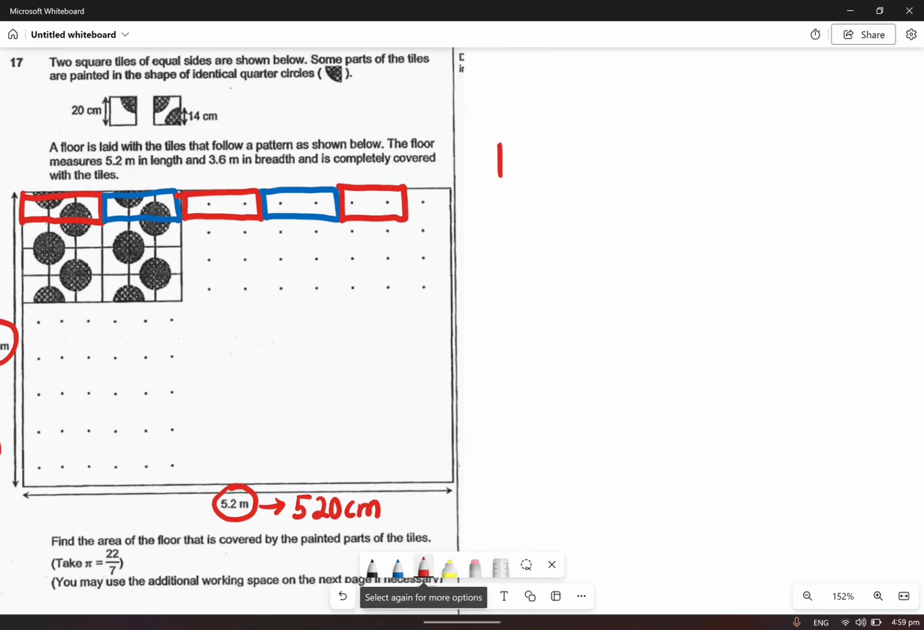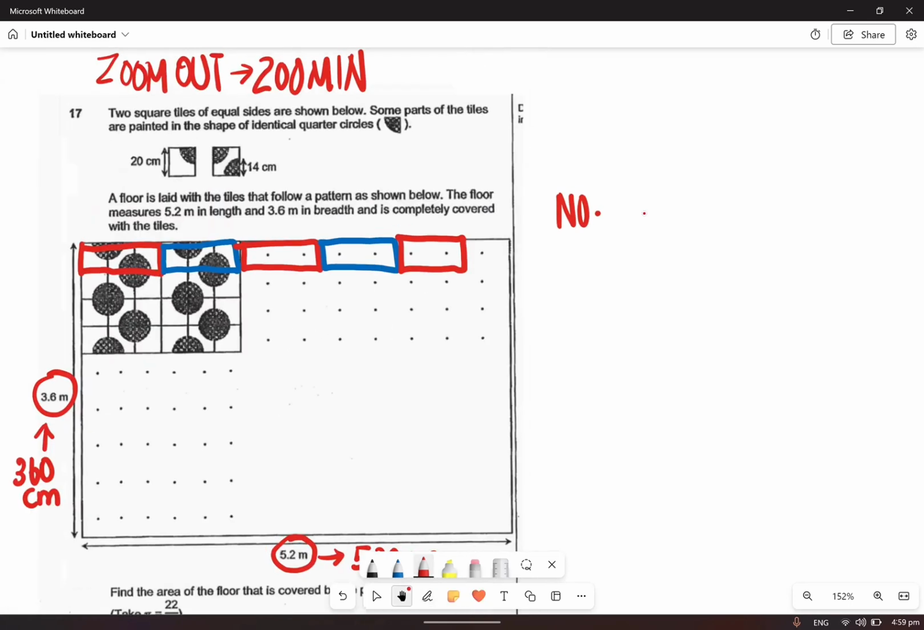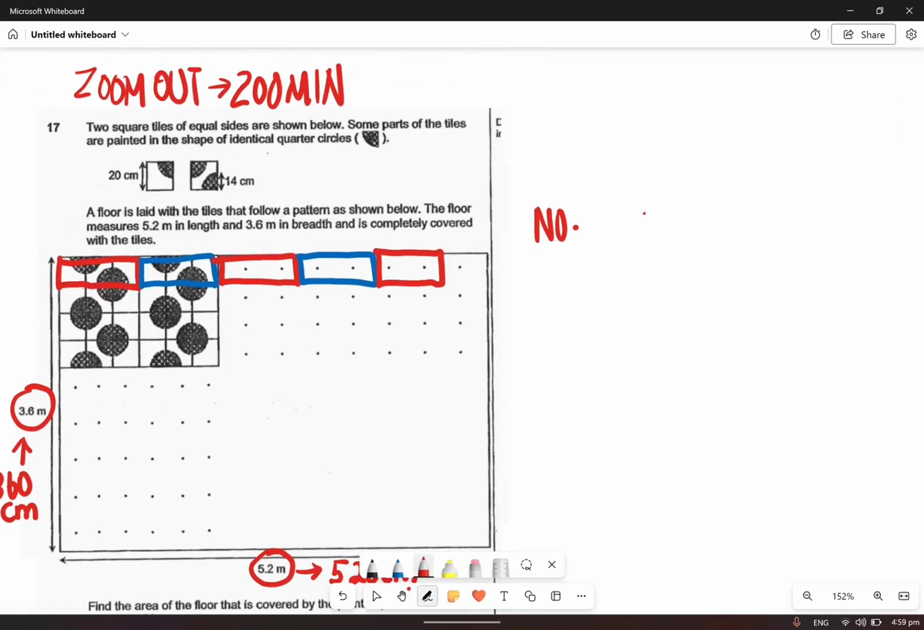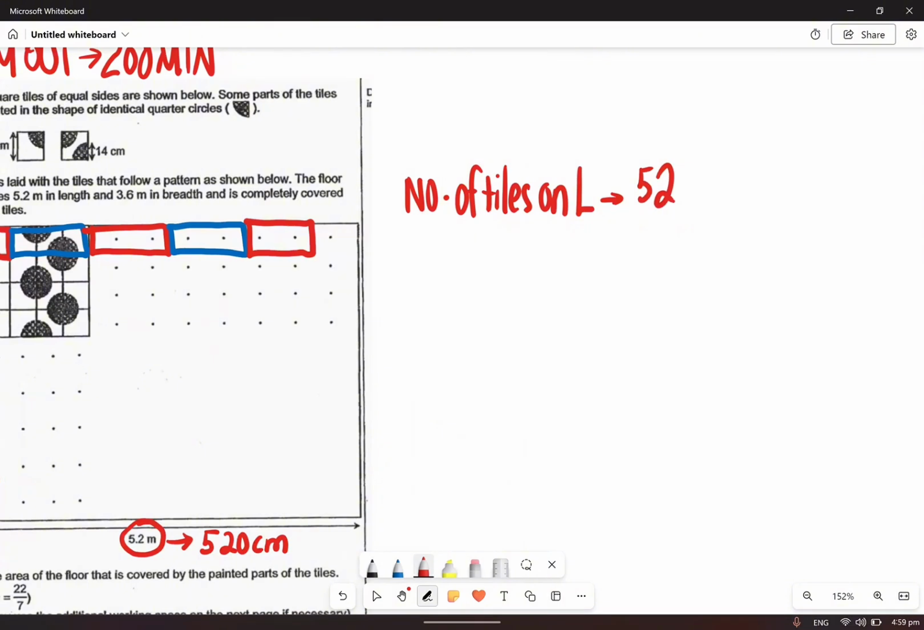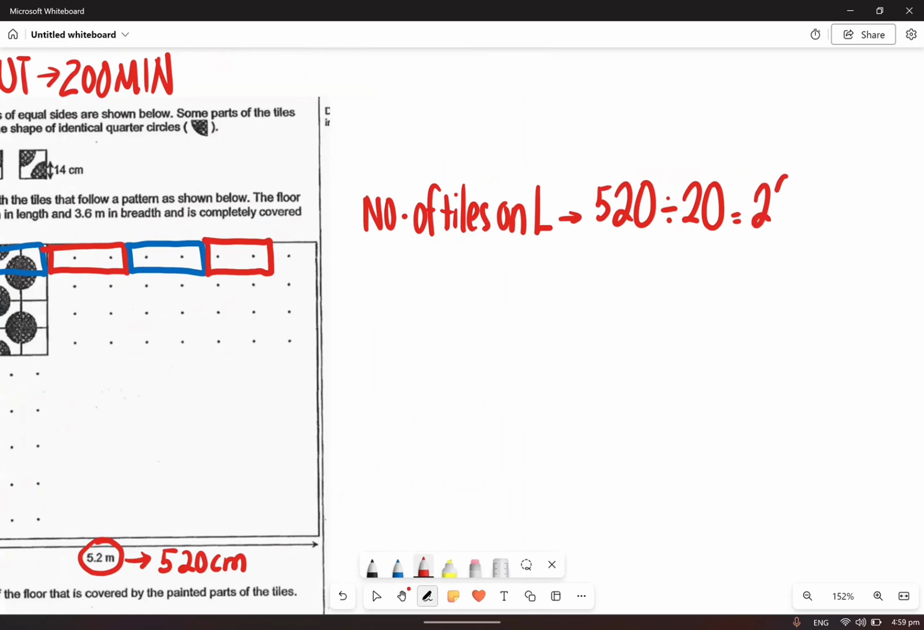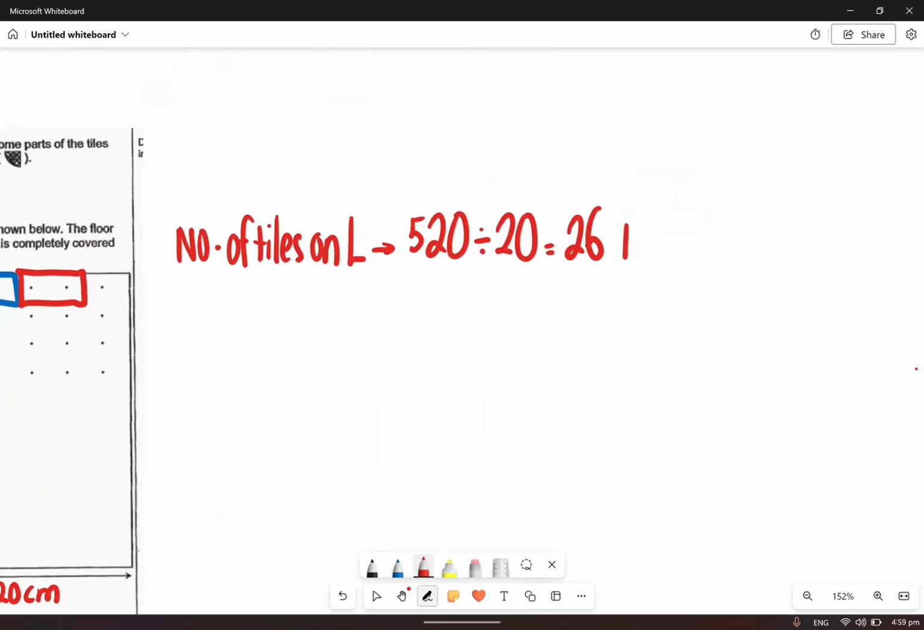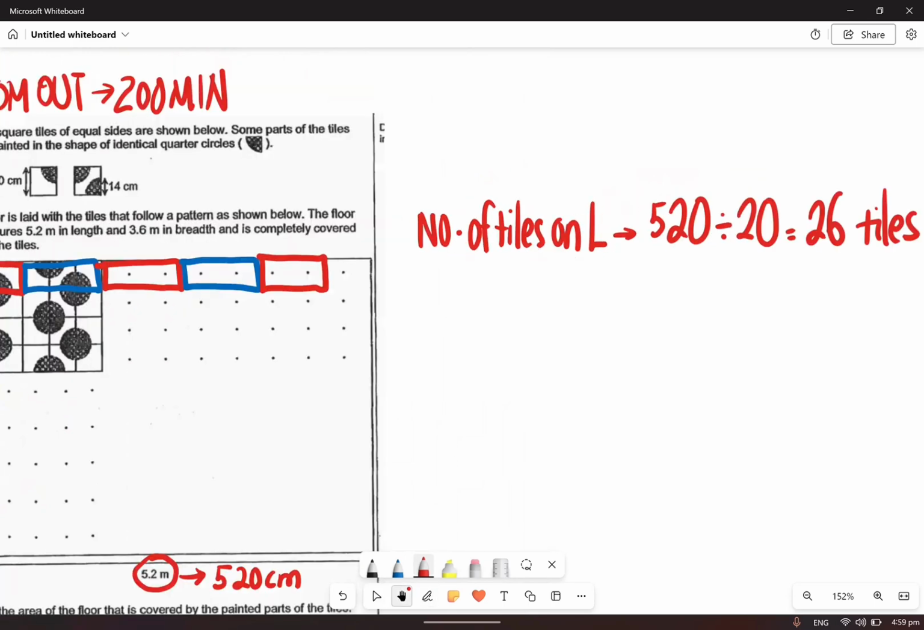So for the number of tiles, I will zoom out first. What do I mean by zoom out? I will find the number of tiles first, then afterwards, I go and find the quadrant. So my number of tiles on the length will be 520 divided by 20. Make sense or don't make sense? When I do that, I will get an answer of 26 what? 26 tiles. Agree or disagree?